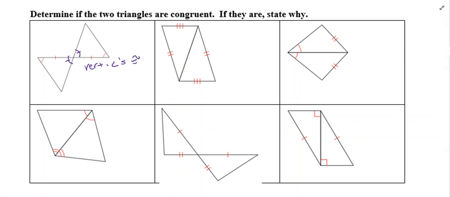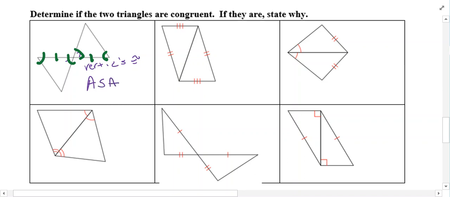So letting our fingers do the walking, we have one set of angles, then we have the side in between, and we have another set of angles. So this is true by angle, side, angle. The next picture, we have two sets of congruent sides, but both of these triangles share a side. So that side is also congruent to itself. So these are true by side, side, side because they share a common side.